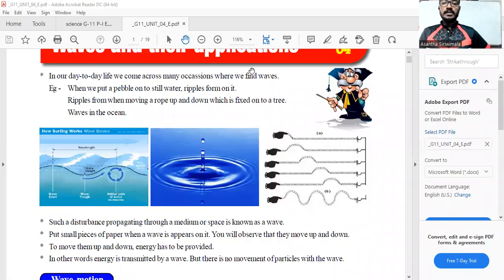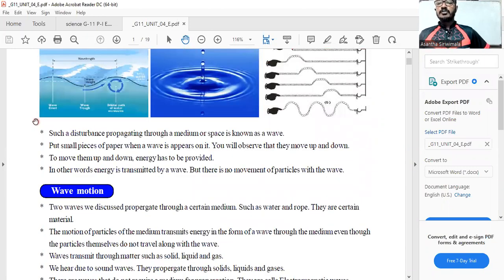Okay, then we'll go with the tube. Such a disturbance propagating through a medium or space is known as a wave. So a wave is a kind of disturbance which occurs in a certain medium. It can be the surface of water, it can be air. Put a small piece of paper where a wave is appearing on it, and we will observe that it moves up and down. So when there is a wave on the still water surface, and you put a small piece of paper or polystyrene onto the surface, you will see that it moves up and down.